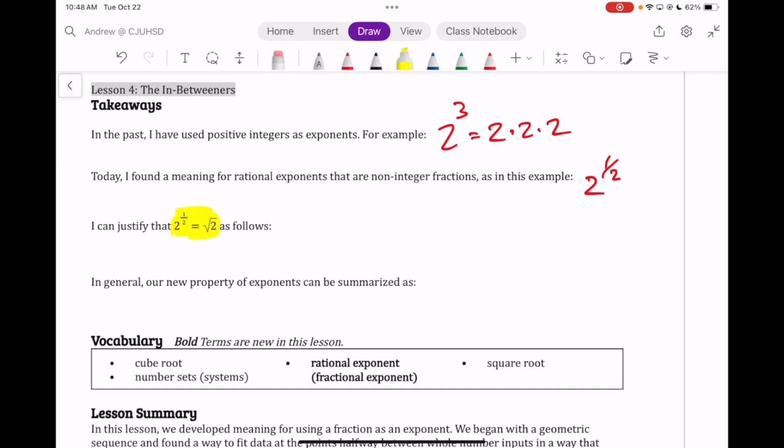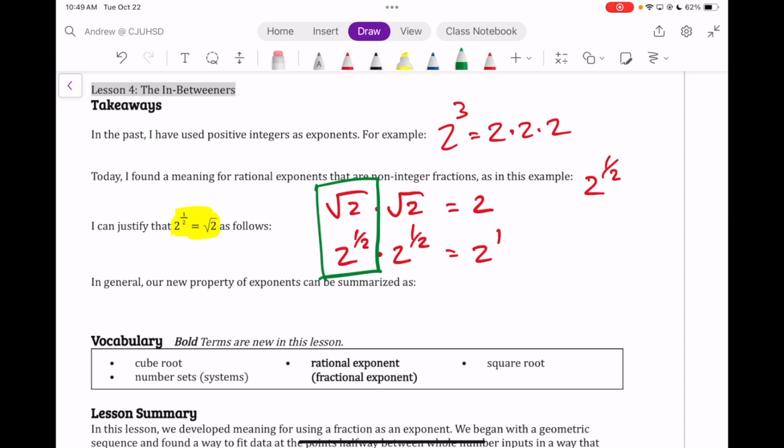Let's prove it. The square root of 2 times the square root of 2 is 2. We know that because the square root is the number that when multiplied times itself gives you 2. But according to the laws of exponents, 2 to the 1/2 times 2 to the 1/2, we would be adding together the exponents. 1/2 plus 1/2, that would give us 1. So then these two must be equal to each other.